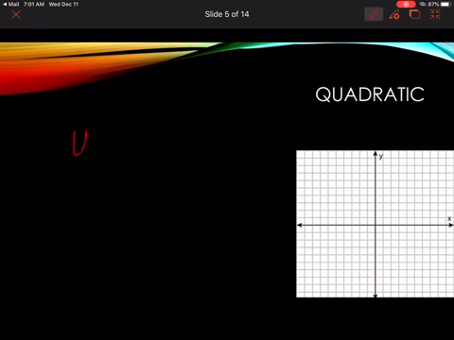Quadratic. That's y equals x squared. And we know a quadratic forms a parabola. It's going to look like that. It's actually going to start at 0, 0, but the graph doesn't look like that.